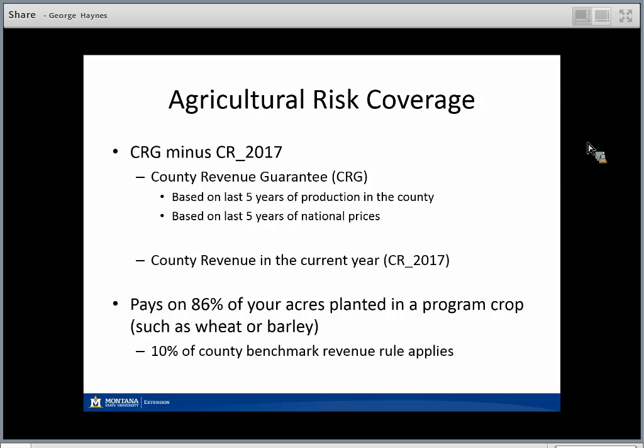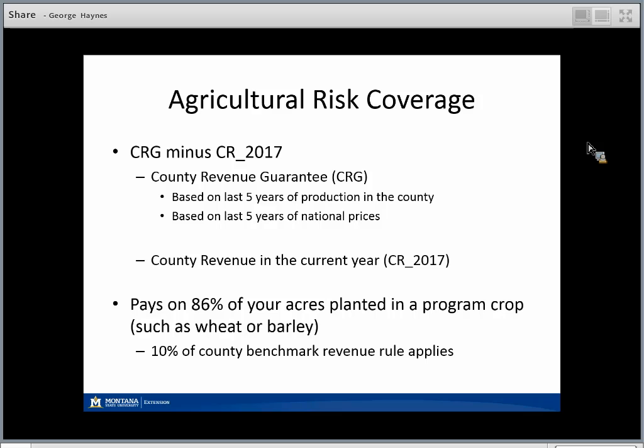Then from that we look at our county revenue in the current year. We again, the people over at NASS look at the production in the county. We grab national prices again. Local prices don't matter. And we determine whether the county looks worse than it would be in kind of a 5-year average. We'll talk about that in just a minute. If it looks like it's going to be a little bit worse, then you're going to get a payment out of this. The payment becomes a little bit complicated because you're only going to get 10% of whatever this threshold that you've established, and that'll mean a little bit more to you in just a minute.